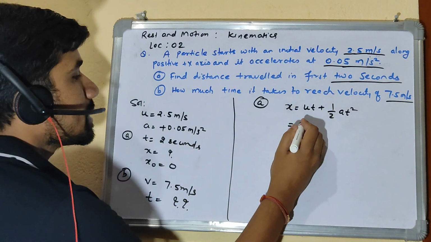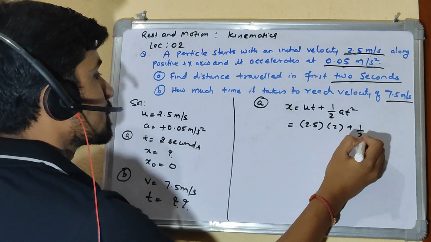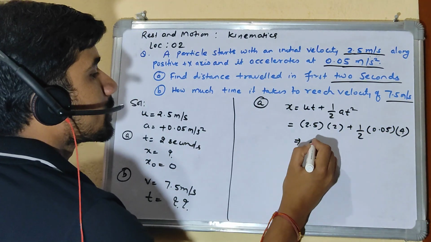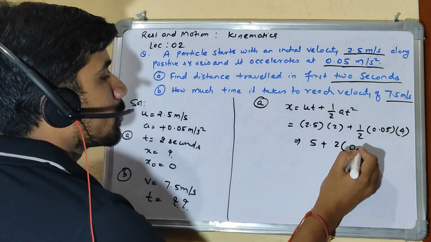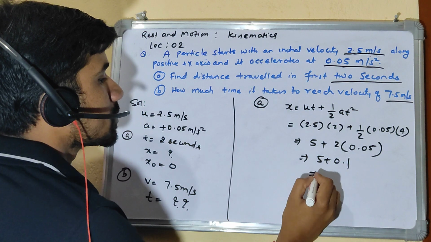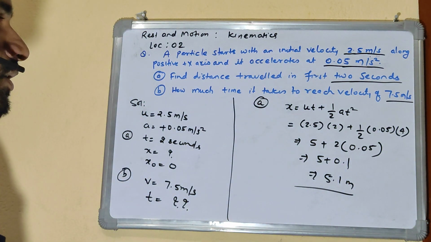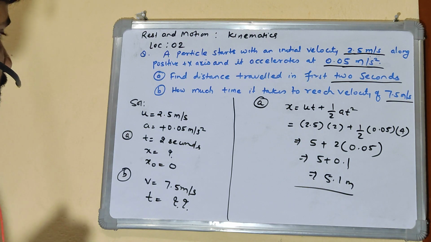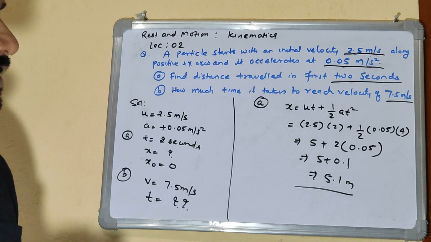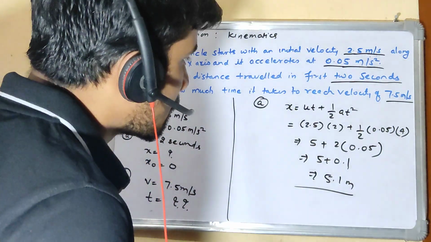So u is nothing but 2.5. Time given is 2. Acceleration is 0.05, and t square becomes 4. This becomes 5. Half into 4 into 0.05 is 0.1. This becomes 5 plus 0.1. This becomes 5.1 meter, right? This becomes 5.1 meter. I hope my calculation is correct here, right? Okay, let's solve another part of this particular problem.